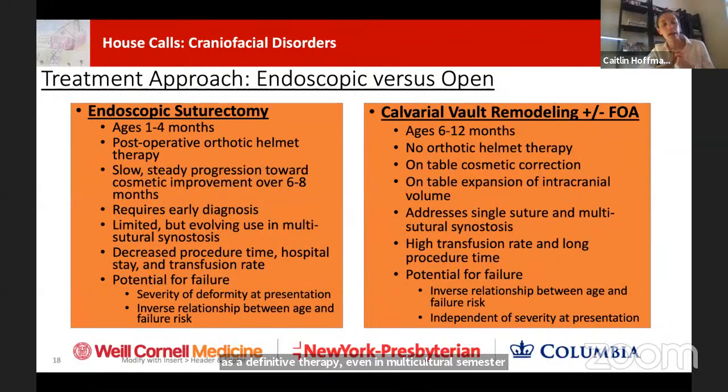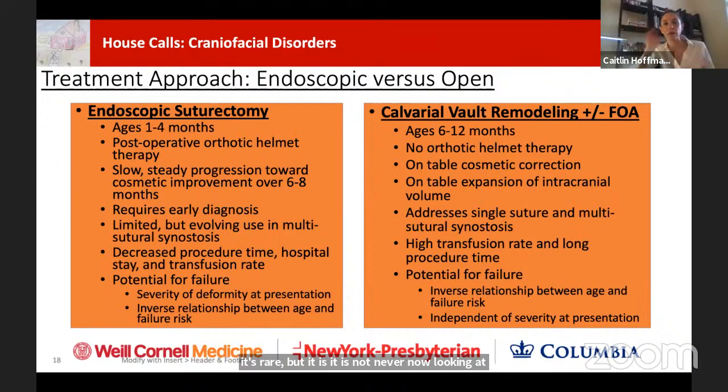Of course, this comes with a dramatically decreased procedure time. This takes us about an hour versus about 6 hours. The hospital stay is one night versus 2 or 3, and the transfusion rate is dramatically lower. There is still a potential for failure of this. Any child that undergoes an endoscopic suturectomy may very well need a larger revision procedure at an older age. However, it's rare, but it is not never.